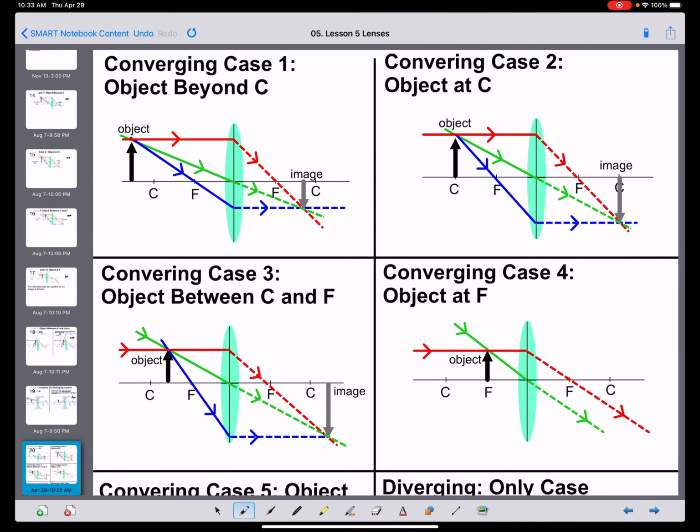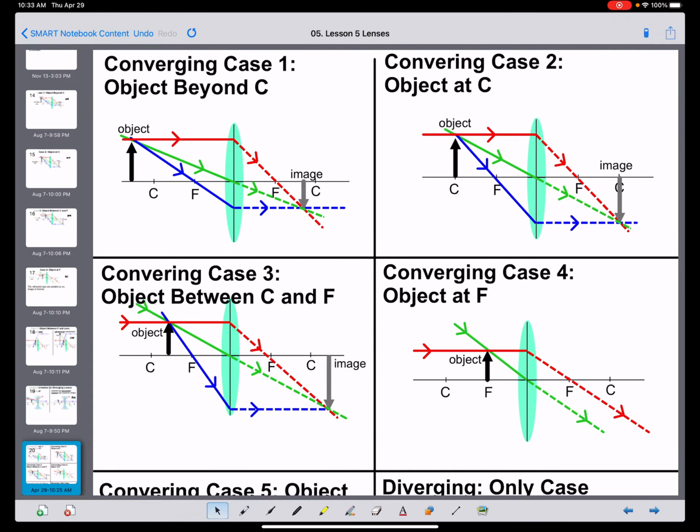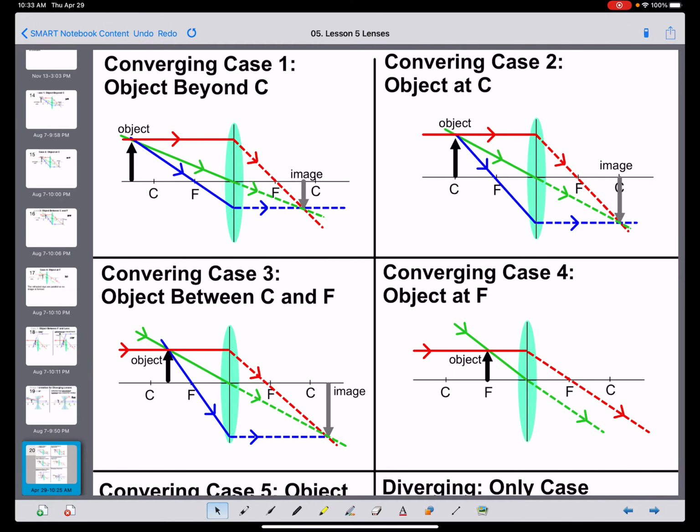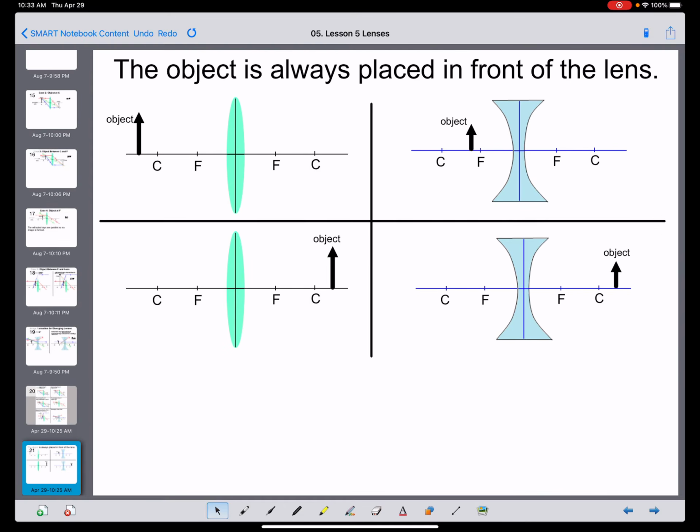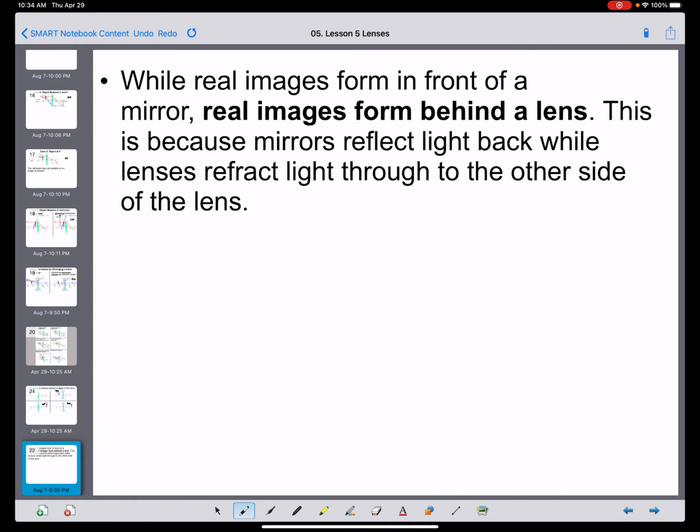So in your notes, I've put all of these in there so that you can look at them all in one page. Okay, so whenever you're working with lenses, the front of the lens is always the side that the object is on. So here, I just wanted you to label, wherever the object is, that's the front. And whichever side is not the front of the lens would be called the back side of the lens. Just be a little bit careful.